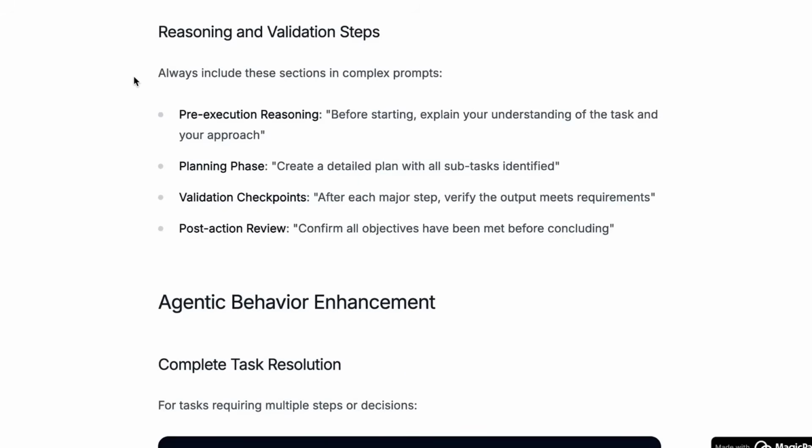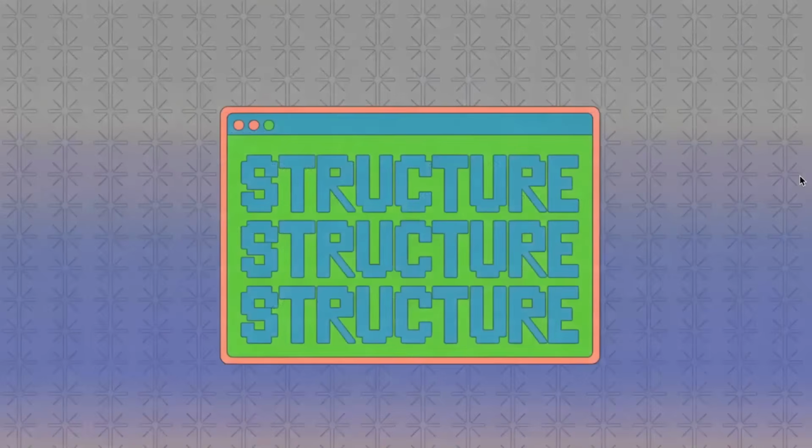He also suggests reasoning and validation steps that you should include in complex prompts. He suggests, for example, pre-execution reasoning, a planning phase, validation checkpoints, and a post-action review. The easy takeaway, and honestly, if you just get one thing from this episode, is just to tighten the structure of your prompts and think more conscientiously about your prompts, and you're going to immediately likely get better results than if you're being more loosey-goosey.